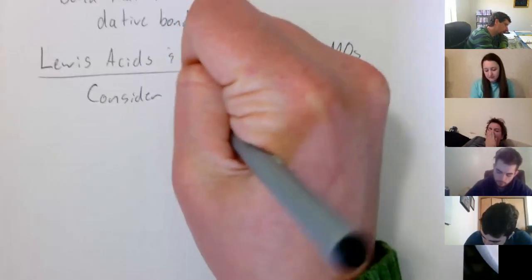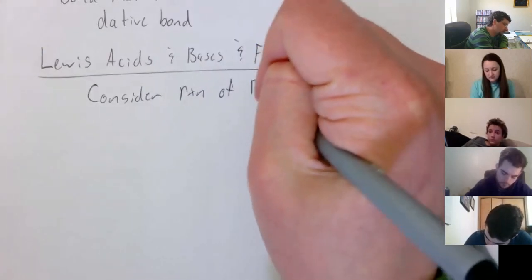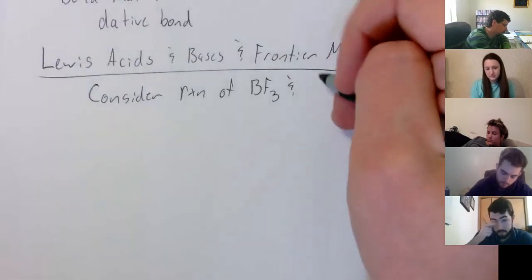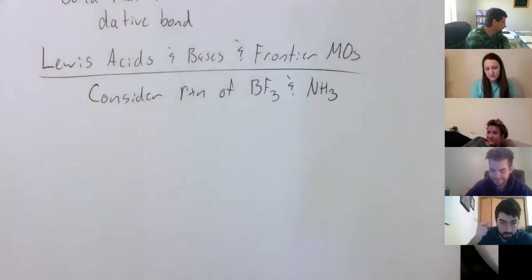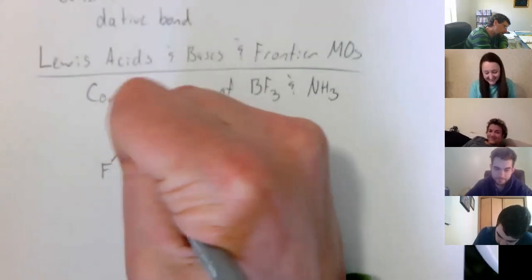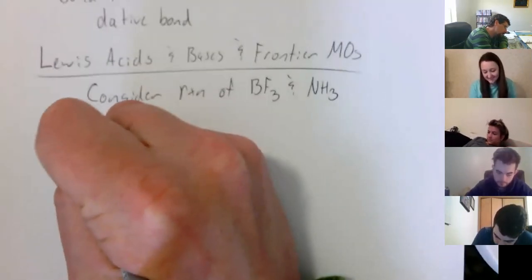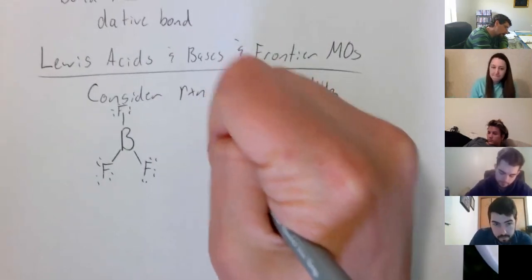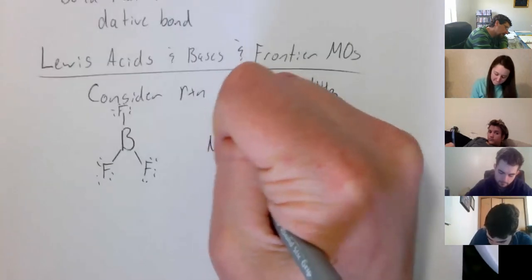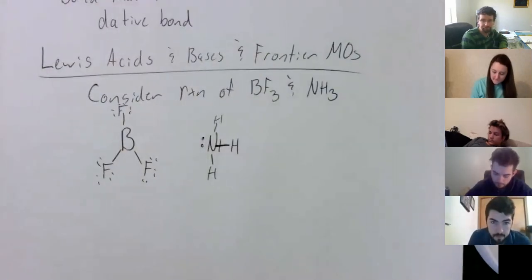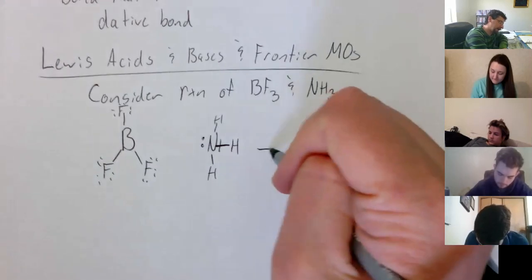So consider the reaction of BF3 and, what's the formula for ammonia again? NH3. Yep. Okay. Let's draw these things out, or at least some Lewis structures. I'm forgetting bonds. Okay. They're going to react and something's going to happen. Can anyone tell me what's going to go on?